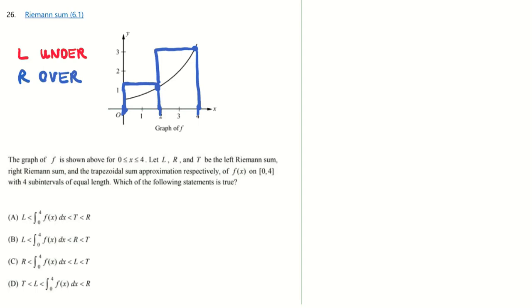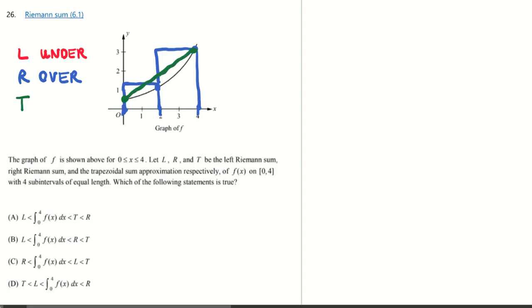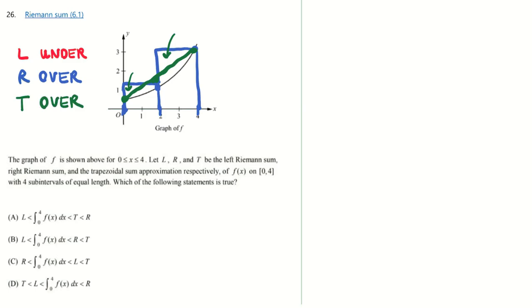Okay. So for the trapezoid sum, the worst possible trapezoid sum is that, right? And although it is counting this area here that the blue right Riemann sum was not, there are these huge areas out here that the right Riemann sum is counting that the trapezoid sum is not counting. So while the trapezoid sum is an overestimate, it's not going to be as much of an overestimate as the right Riemann sum. So I'm going to choose answer choice A, right?